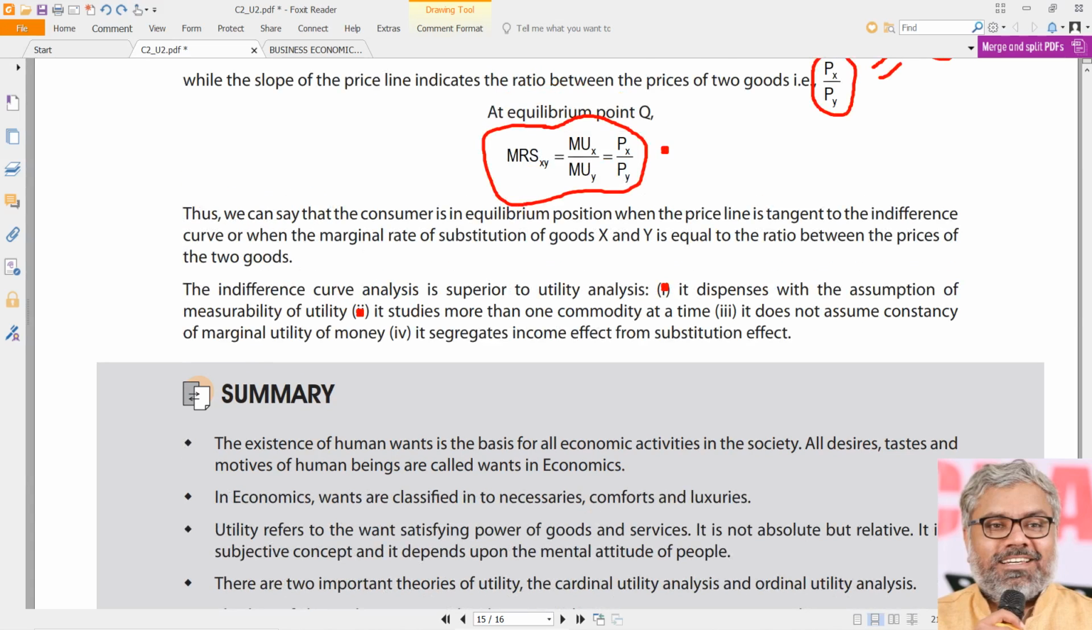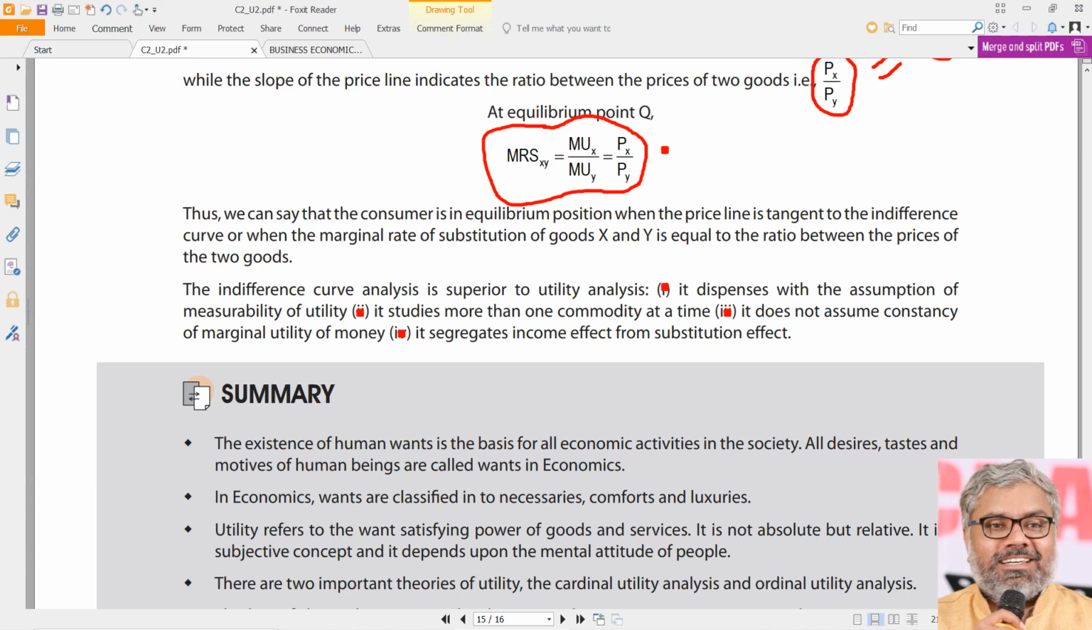So definitely 2 is better than 1, no doubt. This indifference curve analysis can study more than one commodity at a time. That is an advantage of it. In the same way, it does not assume the constancy of the marginal utility of money, because it is not required to assume. Whereas in the theory of diminishing marginal utility, or marginal utility analysis, it was one of the important assumptions. Such an assumption is not required here. So we don't need to take some ridiculous assumptions in this analysis. That's a definite improvement from the earlier analysis, that was marginal utility analysis.